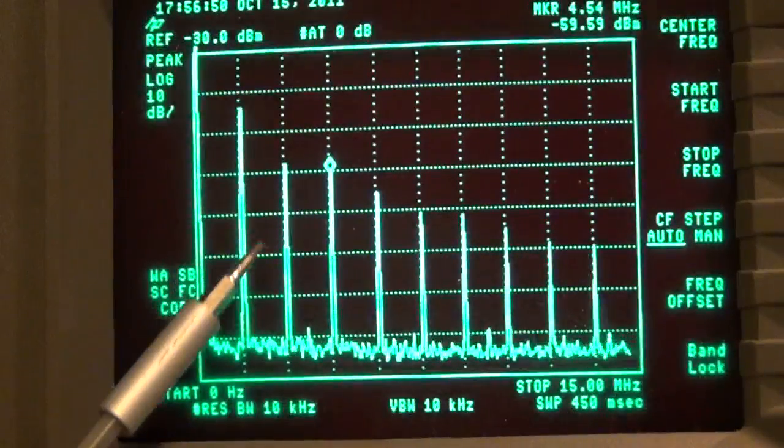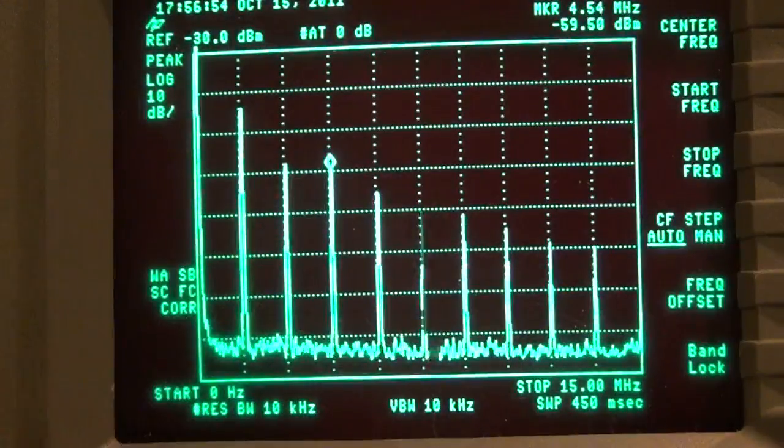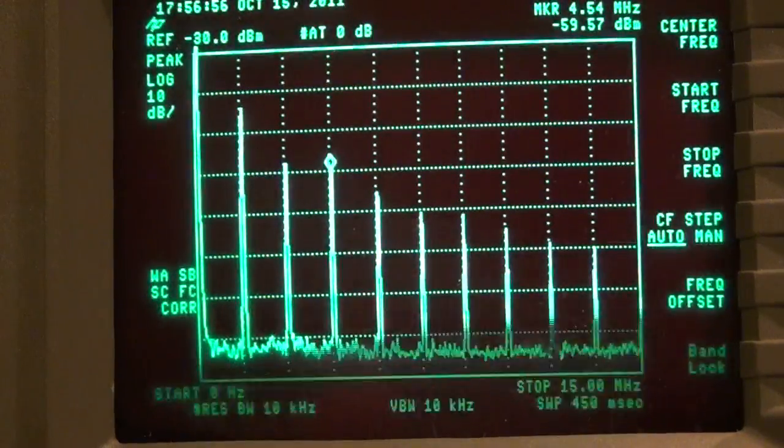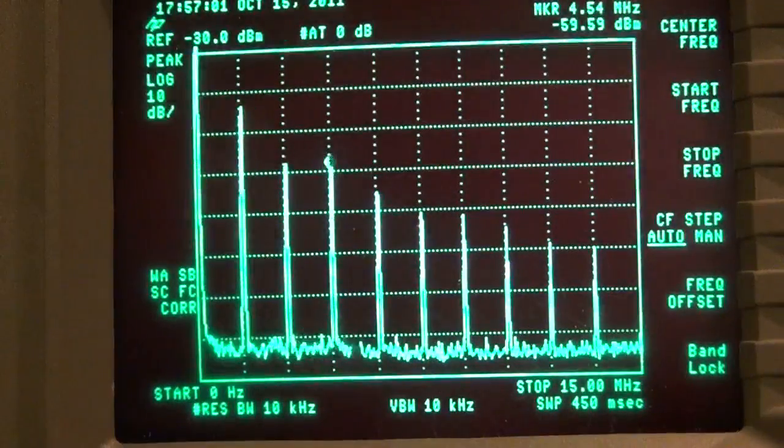So there's a big second harmonic sitting here, a big fourth harmonic sitting here, and a third harmonic that's in the middle. So I'm going to add the diode back in the circuit, and look at what happens to the spectrum.